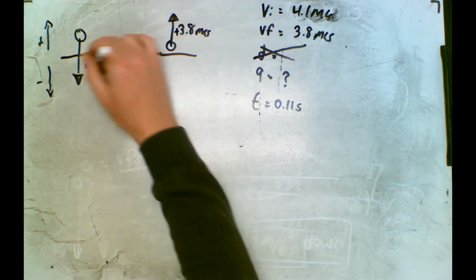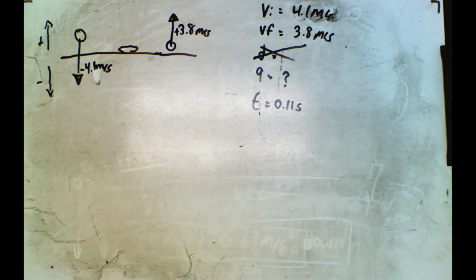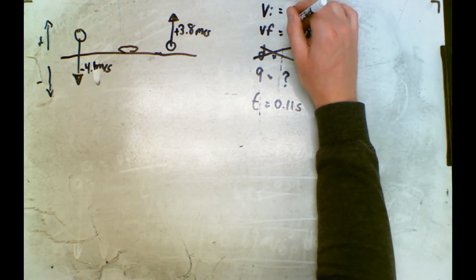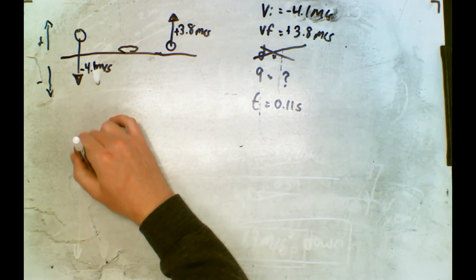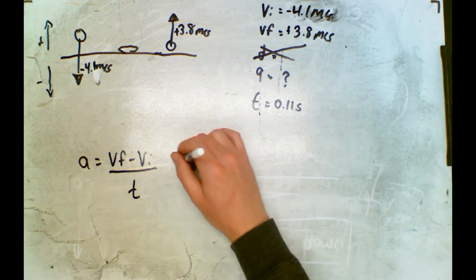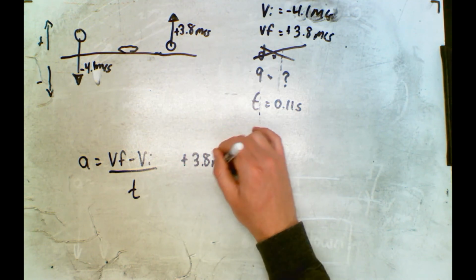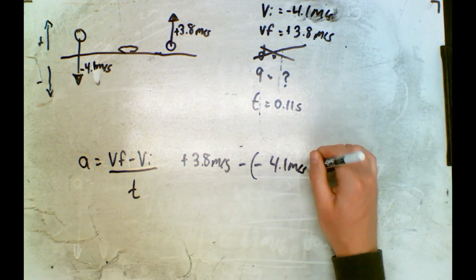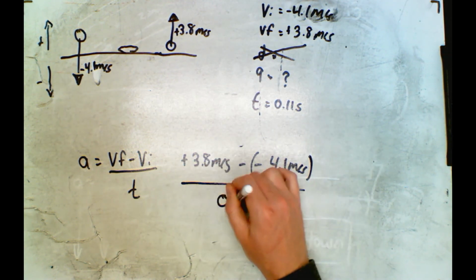This is going up, I'll make it positive, down is negative. It doesn't actually matter which one is which, you just have to assign one of them. So this is going to be negative, and this is going to be positive. So we want to use final minus initial all over time. My final is positive 3.8 meters per second. My initial is 4.1 meters per second negative, and my time is 0.11 seconds.